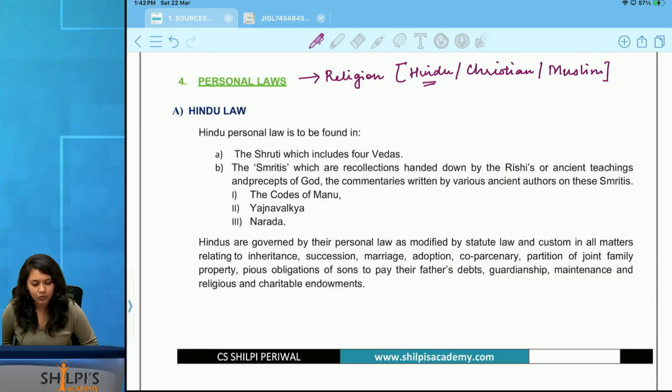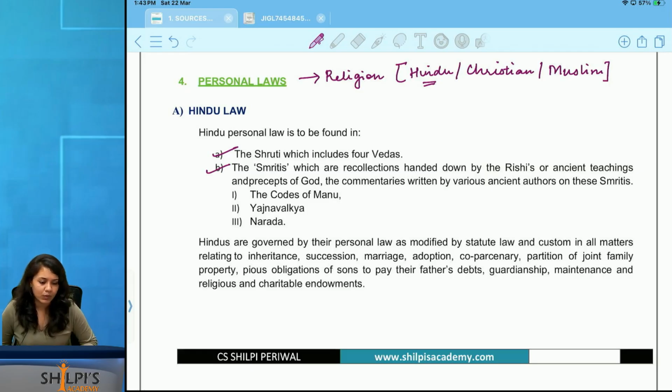When we look at Hindu law, we find it in the Shrutis, the Smritis, and in the Smritis, the codes of Manu, Yajnavalkya, and Narada. These are all ancient teachings which are written down by rishis or gurus who have written various commentaries on the precepts and the teachings of God. And these were considered to be a way of life or certain practices which were to be followed by all the people of the land.